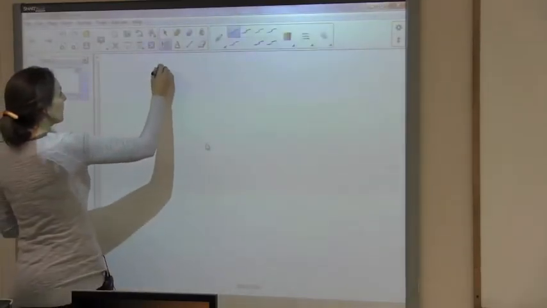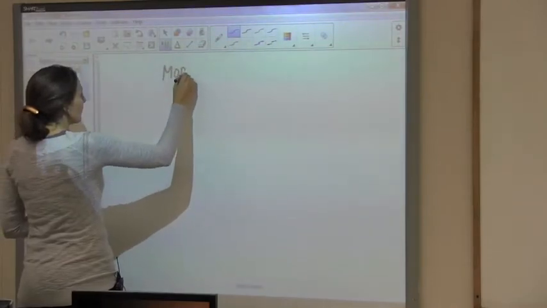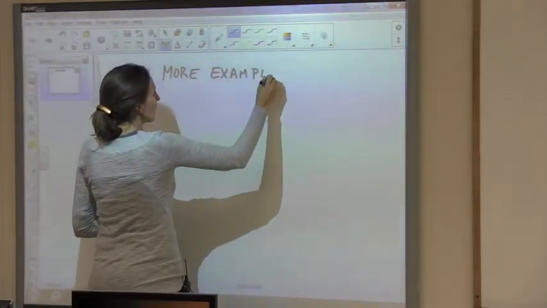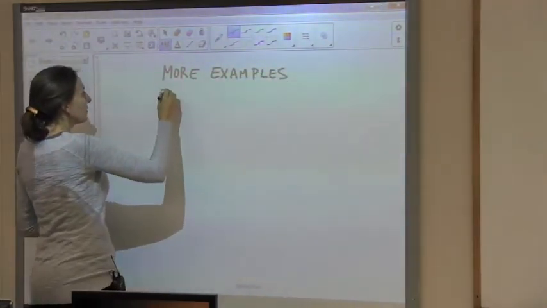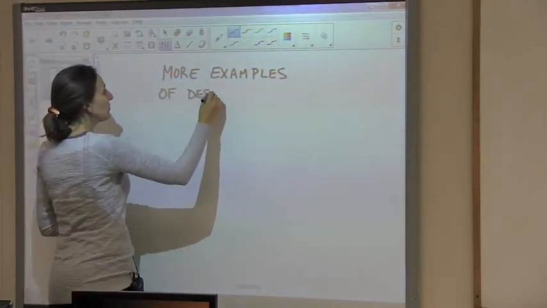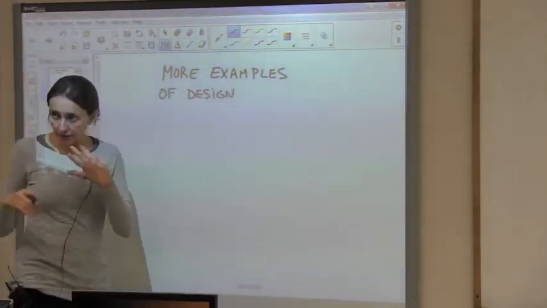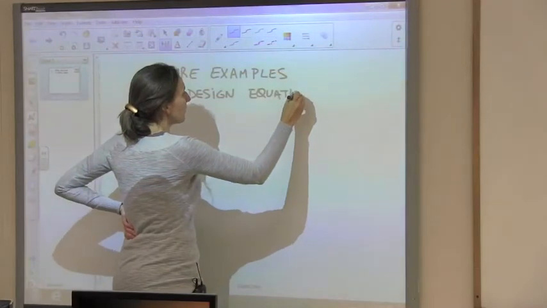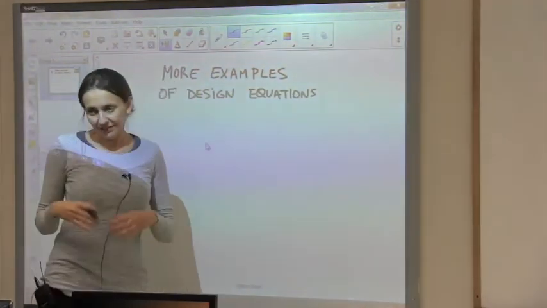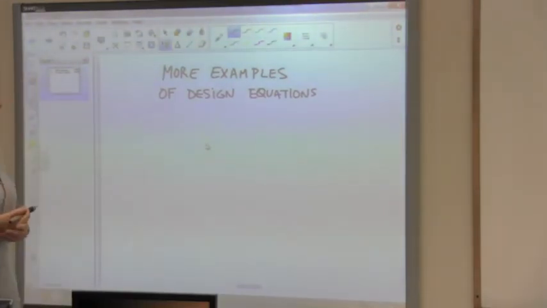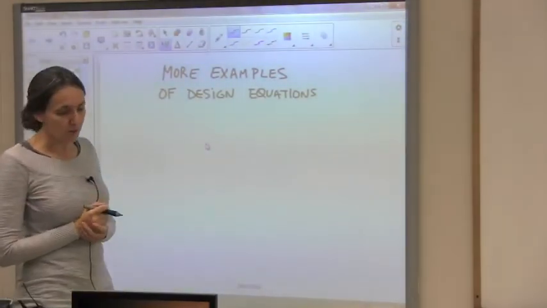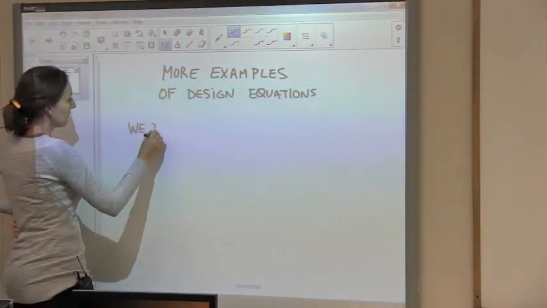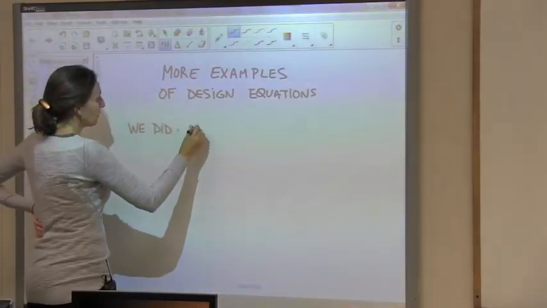so we are just going to do today more examples of design equations. And what I would like to do is to tie this with the graph theory. So we will first create the graph for our structure, for our topology, and then we will do the equation. So we did the 2R, right? Spatial 2R.